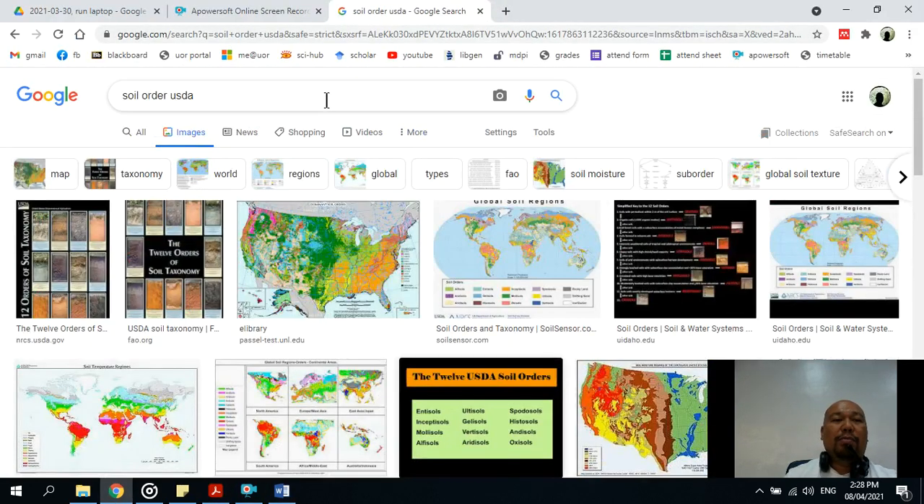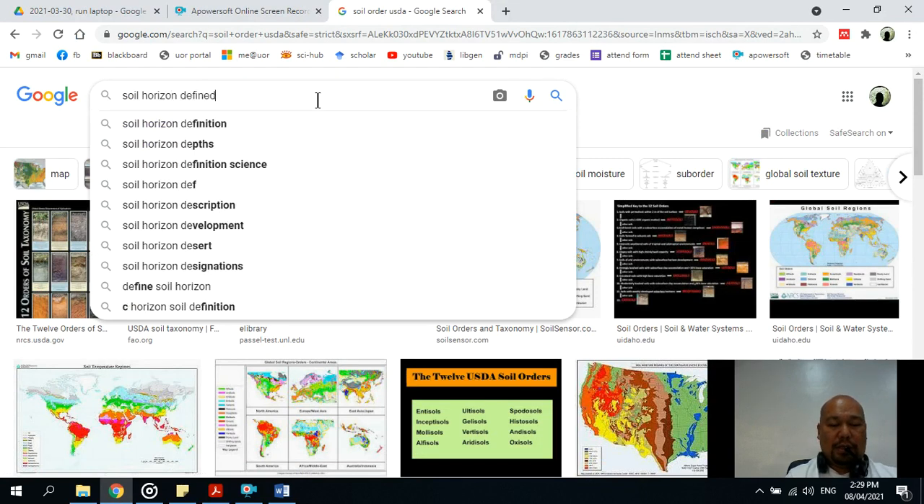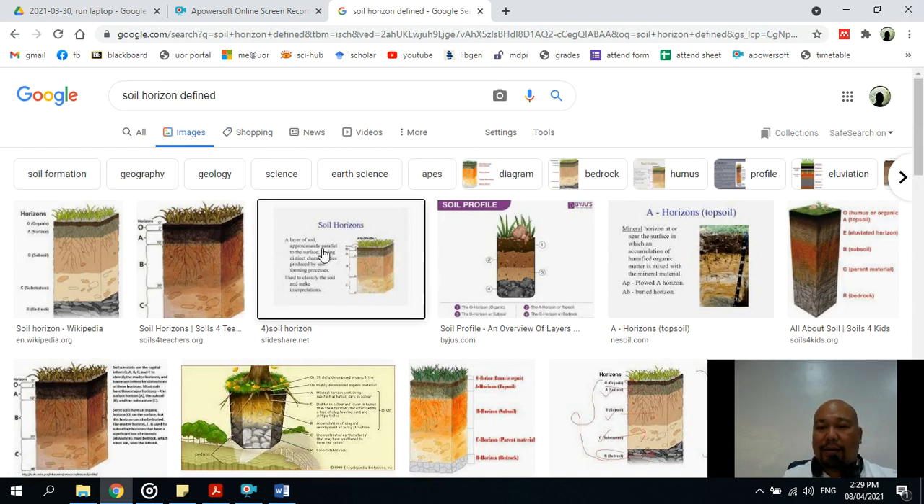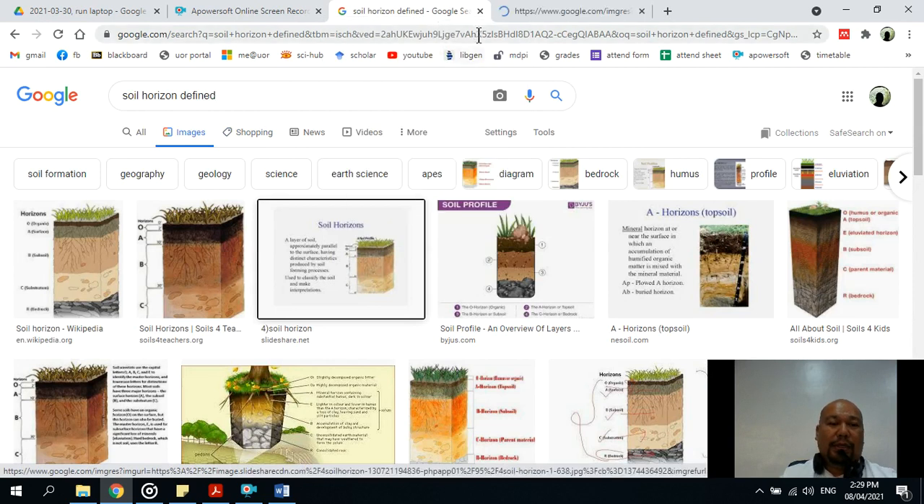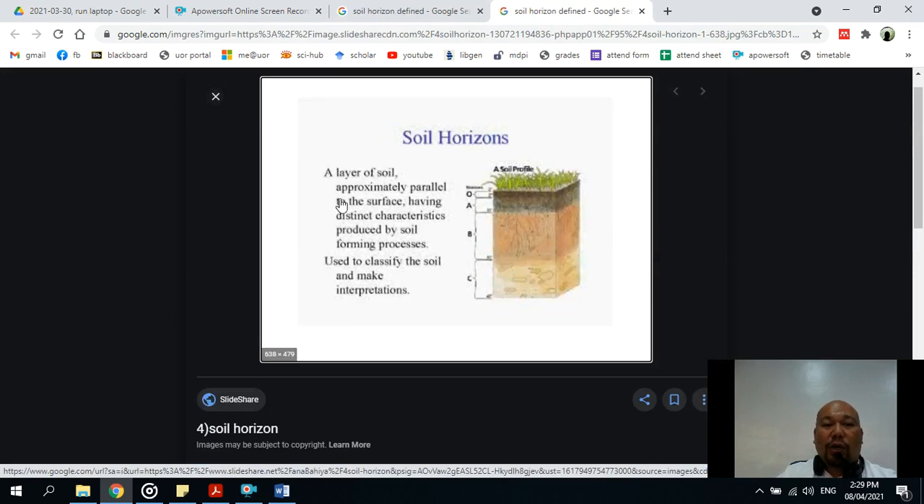Soil horizon defined. Let's see. Last time when we had our session, pagkayayaa sa internet, a layer of soil approximately parallel to the surface, having distinct characteristics produced by soil forming processes.